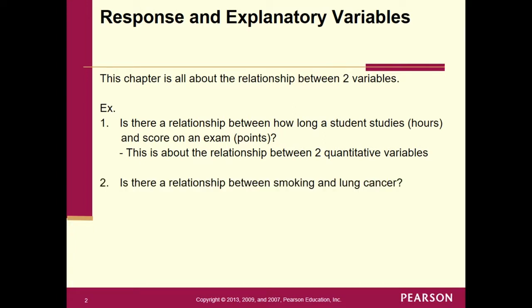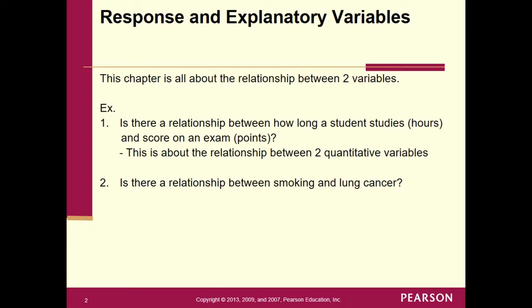So how about this example, though? Is there a relationship between smoking and lung cancer? Now think about that. What kind of variables do we have here? Do you smoke habitually throughout your life? Yes, no. That is a categorical variable. And then lung cancer, categorical. I think most of us realize that there's an association between these two things.